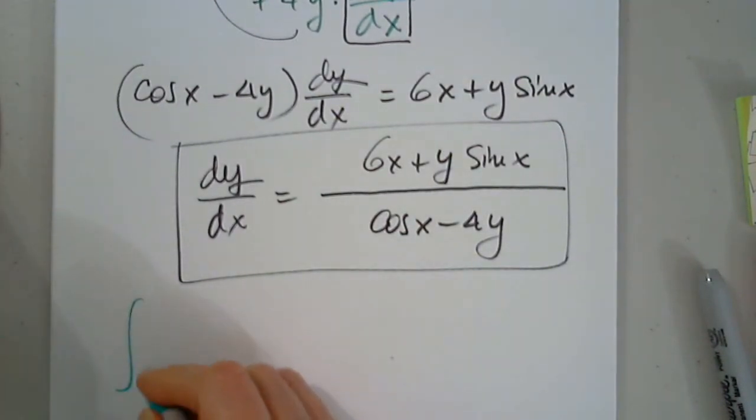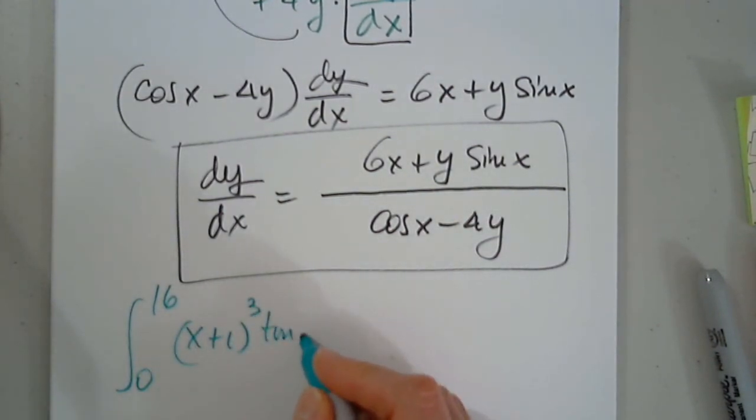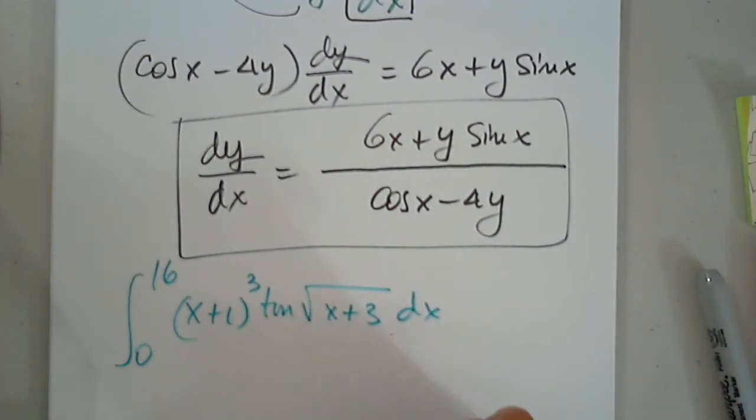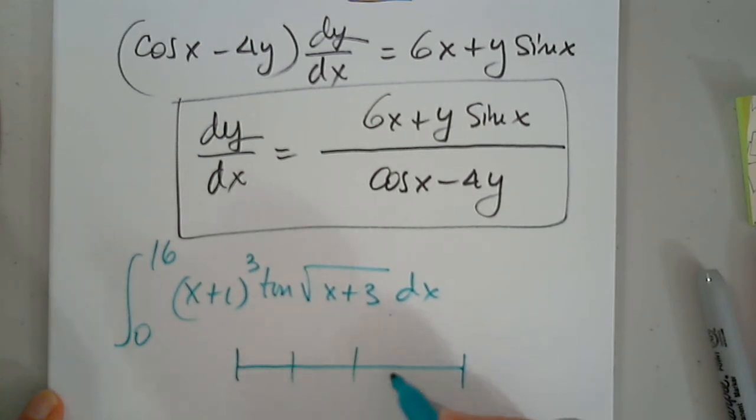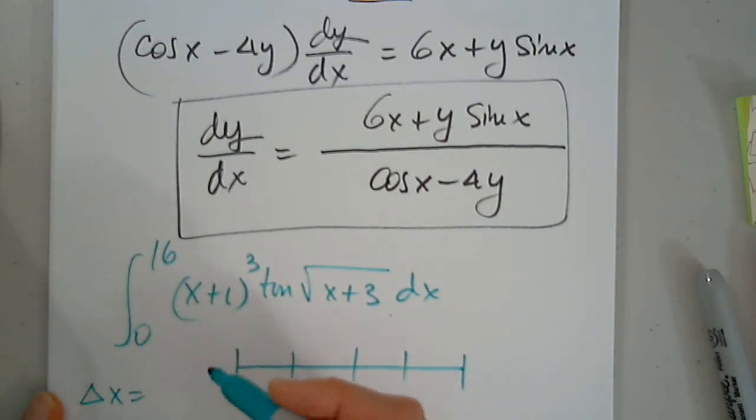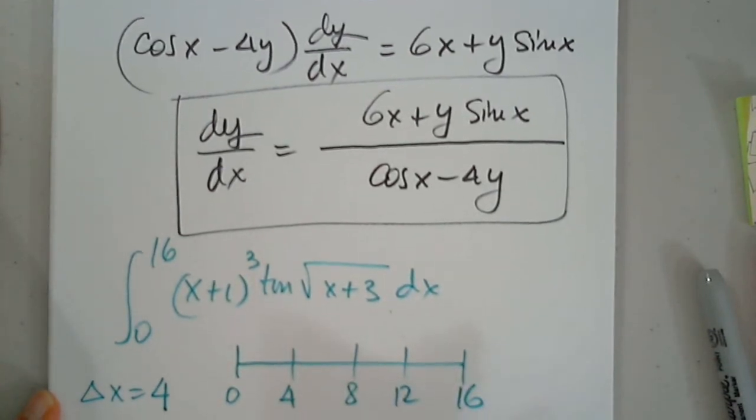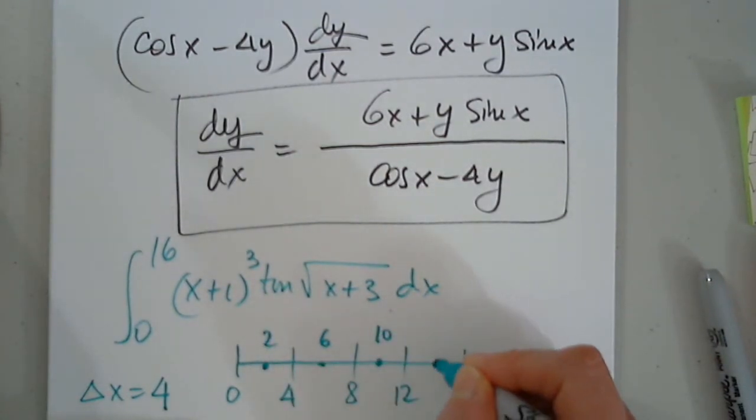Okay. So the integral from 0 to 16 of x plus 1 to the third, tangent of the square root of x plus 3 dx. The interval is given to us, and we are asked to use 4 subintervals. So to divide it in 4, delta x is 16 minus 0 over 4, which is 4. So this starts at 0 and plus 4 and plus 4 and plus 4. The midpoint here will be 2, the midpoint here will be 6, the midpoint here will be 10, the midpoint here will be 14.